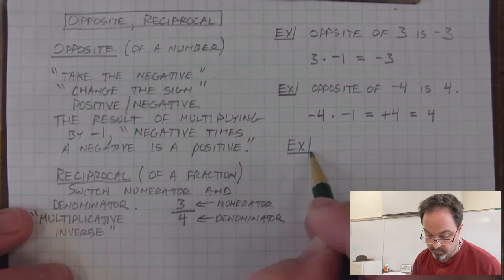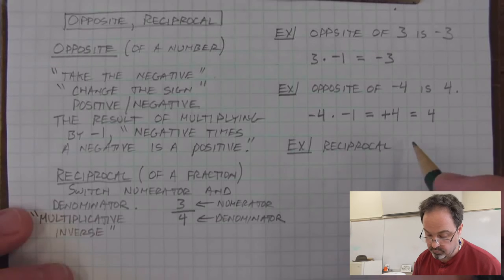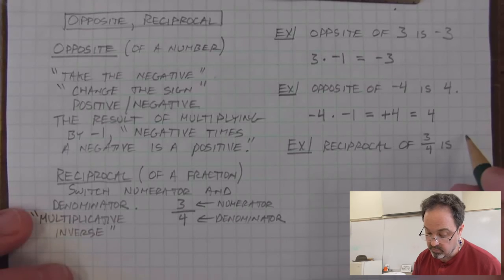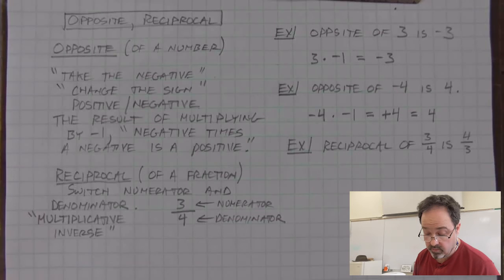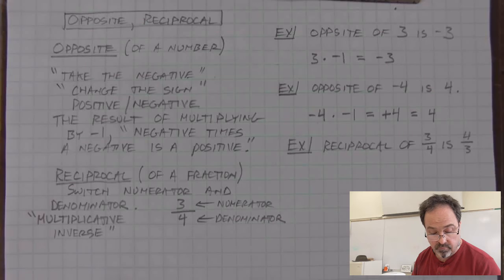For example, the reciprocal of 3/4 is a fraction where we switch the 3 and the 4. A reciprocal is not equal to what it started. 3/4 is not equal to 4/3, but they're reciprocals of each other.